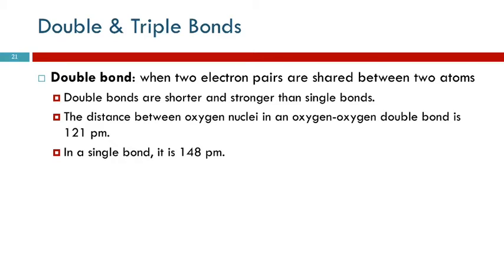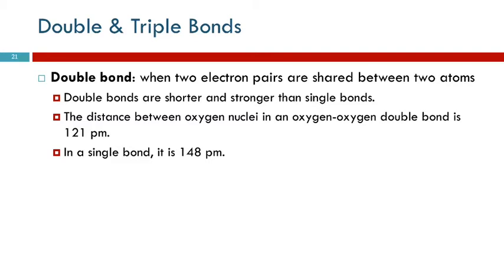With the double bond, as this kind of makes intuitive sense, if they're sharing 4 electrons between them instead of just 2, that's going to pull those 2 atoms closer together, so a double bond is going to be shorter, and that bond is going to be stronger than if it were a single bond. We can look at measurements and see that the distance between oxygen nuclei in an oxygen-oxygen double bond is 121 picometers, but in a single bond it's 148. And so we see that sharing more pulls those 2 atoms closer together.